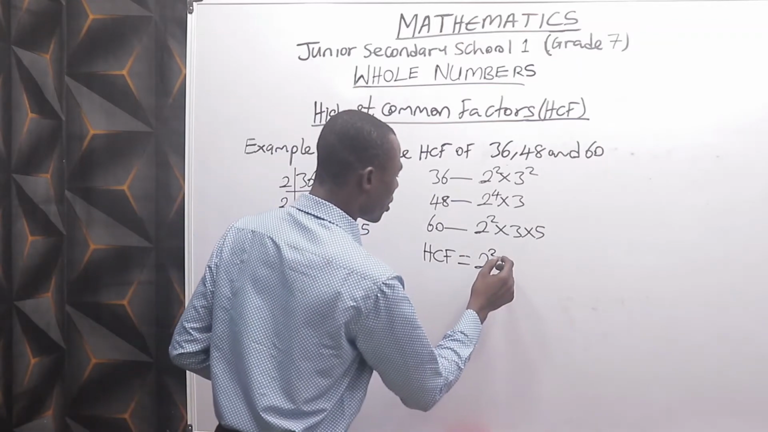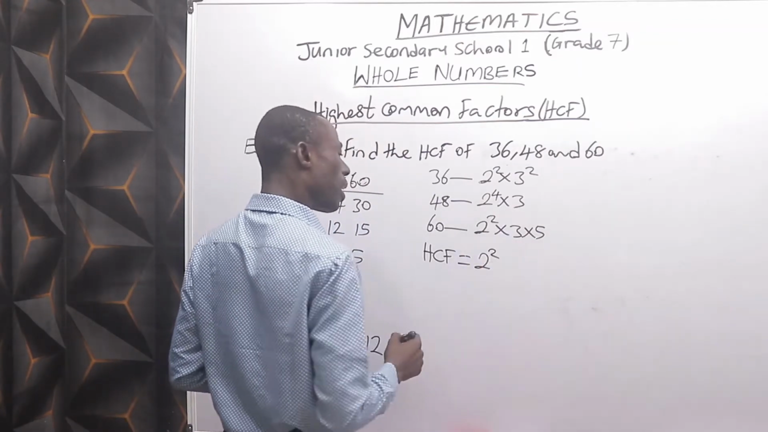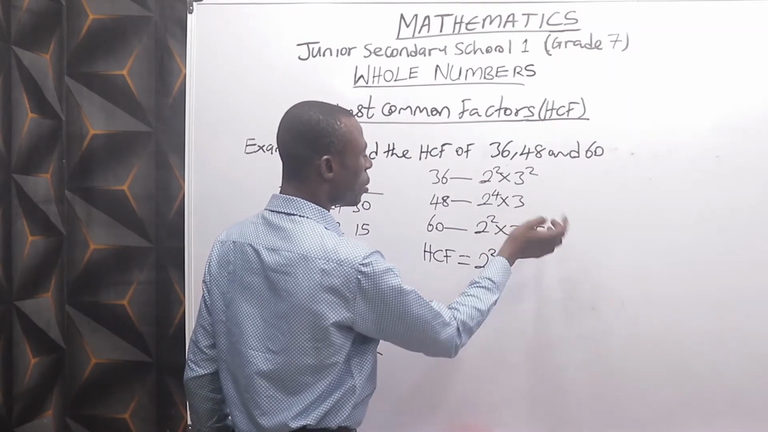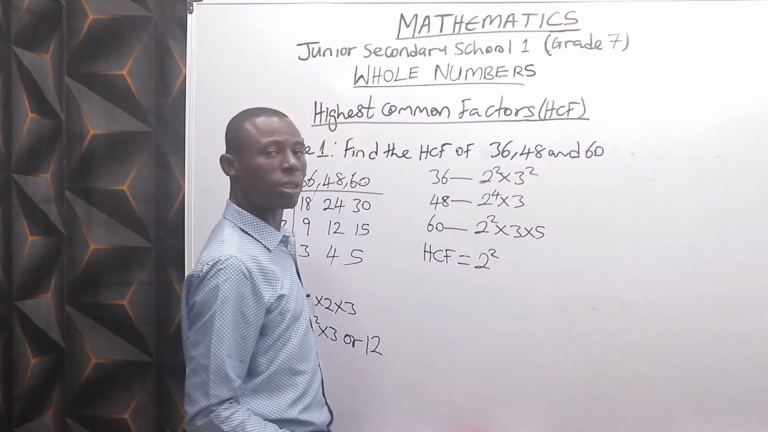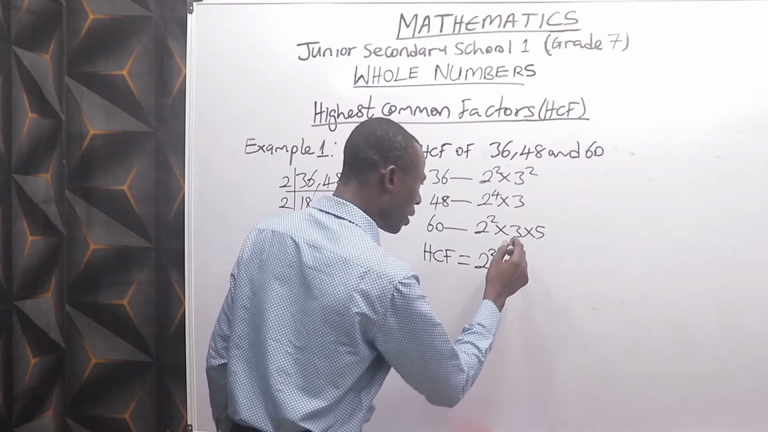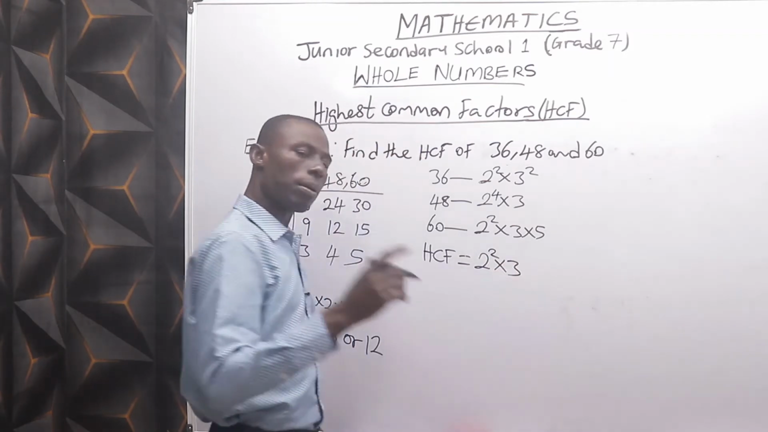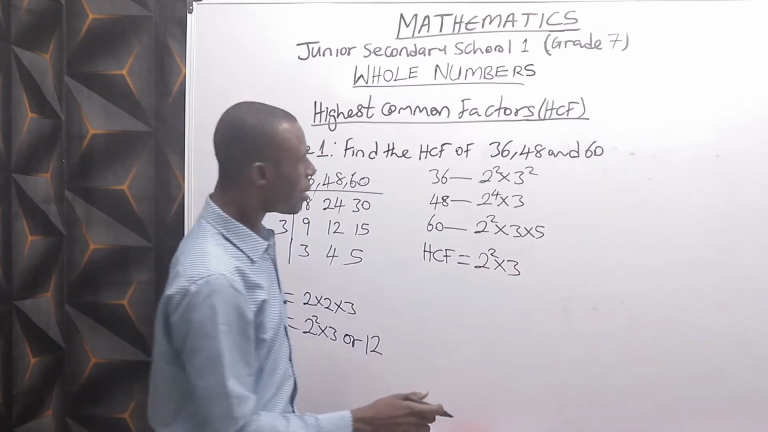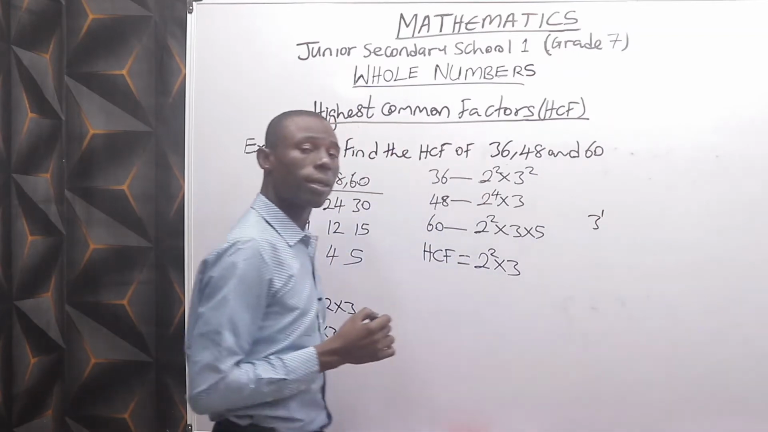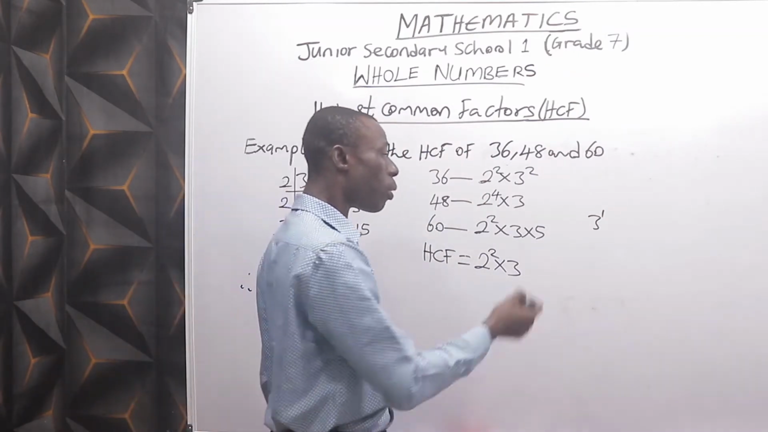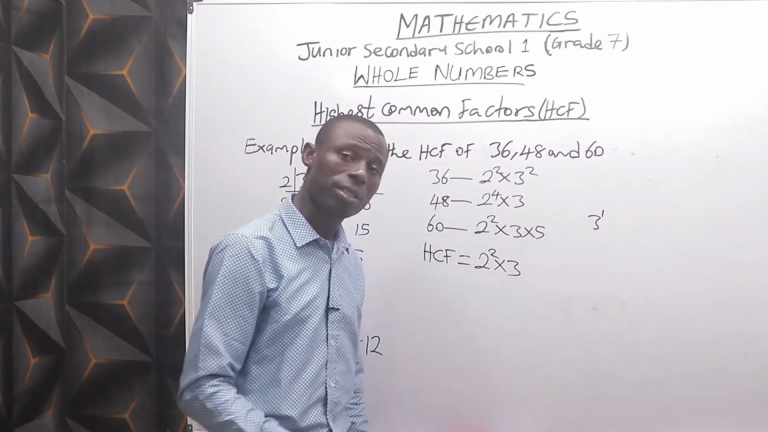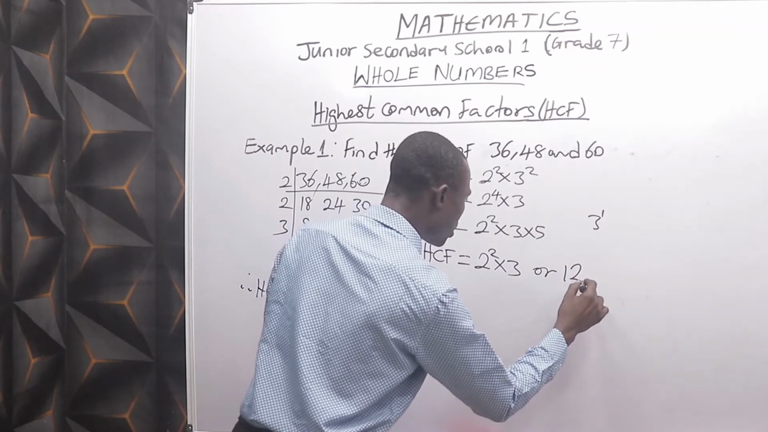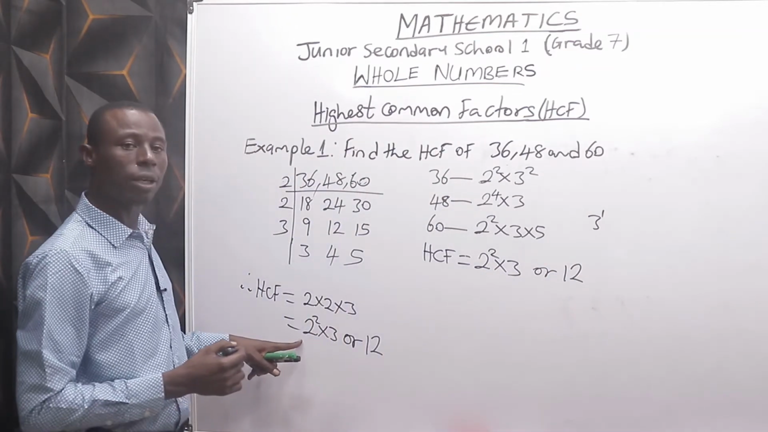So, what else is common? Factor 3. But you take it in its lowest power. We have factor 3 raised to power 1 here, 3 raised to power 1, 3 raised to power 2. Which one contains the lowest power? That is 3 raised to power 1, which is times 3. Mind you, when you see 3 without any power, there is a power 1 there, invisible, which makes it ordinary 3. 3 raised to power 1 is the same thing as 3. So, this is the HCF, or you write 12. Come and look at it under the long division method.